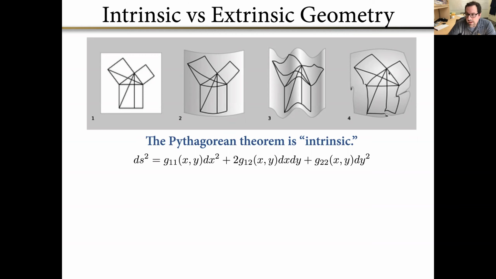We could do that. However, we can't do that with something like a sphere. A sphere has a fundamentally different geometry. So if we tried to cut and flatten it, there would be stretching and the lengths would be distorted. Okay.